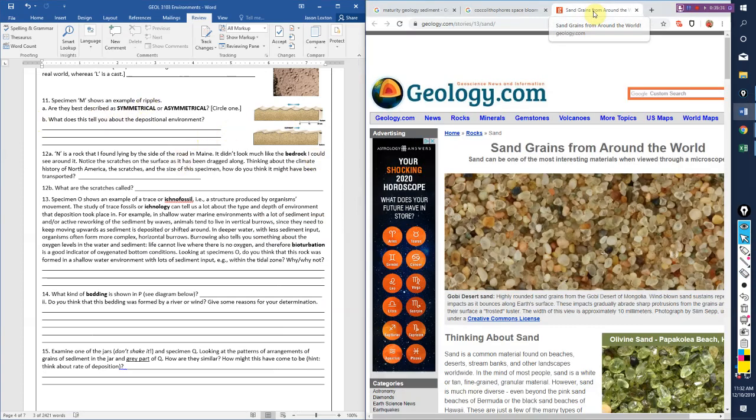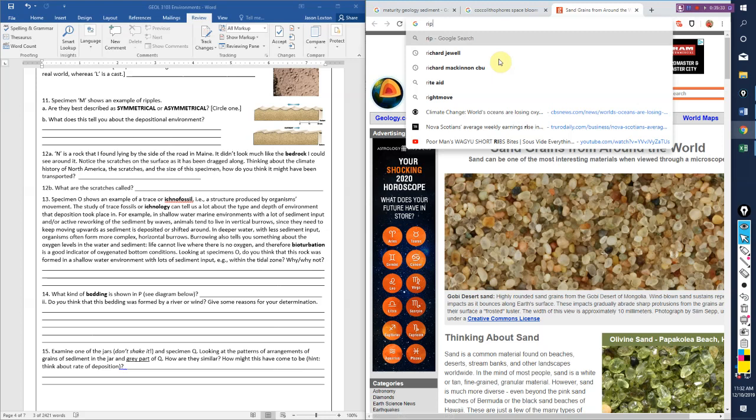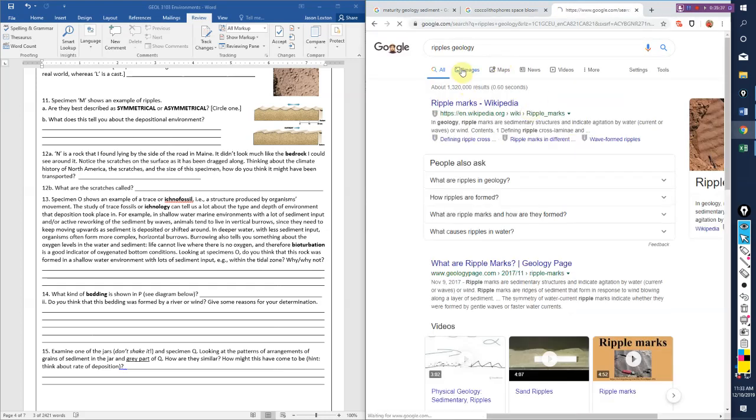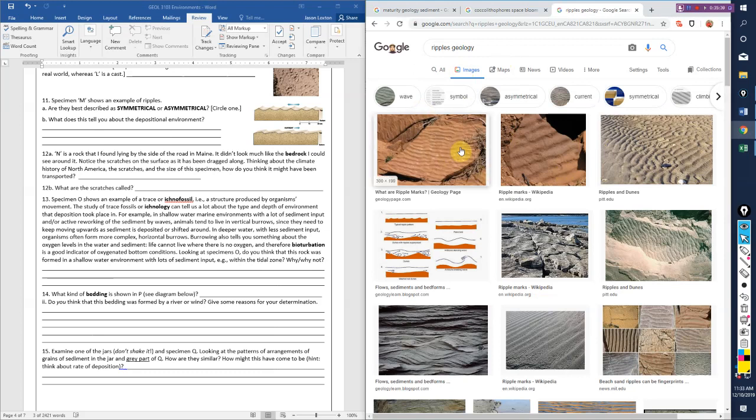And ripples are going to look something like this. Here are some ripples. In fact, this is pretty much identical to the specimen you're going to see. Over here are some ripples in the real world. That is a beach deposit. These are ripples in rock, but they're next to a beach, just by coincidence.